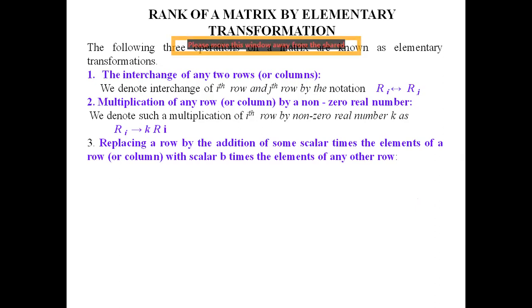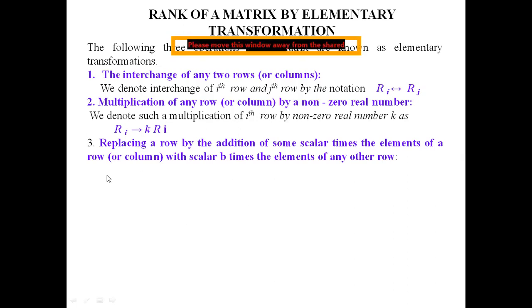But if you apply this type of operation on a given matrix, and some of the rows are dependent, then whenever you apply these operations, the dependent row always becomes 0. So you can use this concept to find the rank of a matrix. Actually, finding the rank of a matrix means identifying the number of independent rows of the matrix.